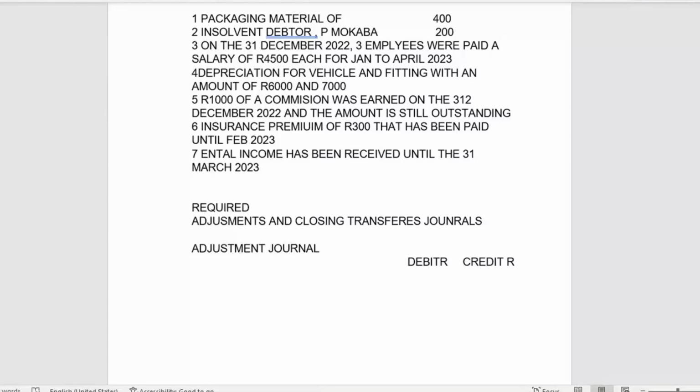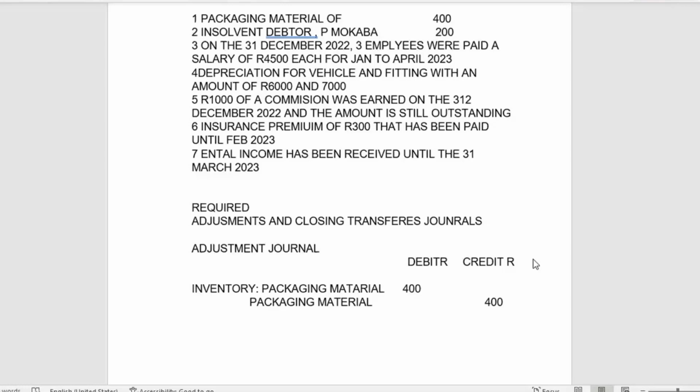Okay, the first question goes as follows. Packaging material of 400 rand. So basically, you are going to say it's an adjustment journal. You debit inventory, which is packaging. The amount will be 400 rand. Then your contra will be inventory itself, packaging material. That's your inventory.